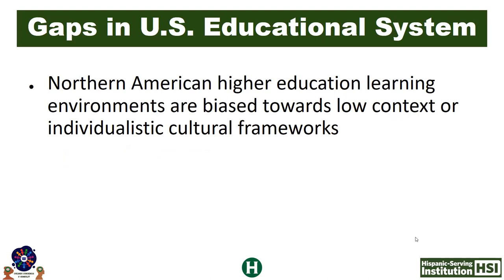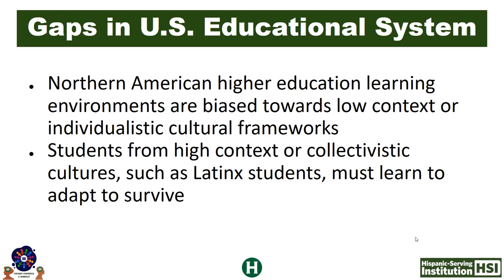Now, one of the things that myself and many faculty before me have realized is that Northern American higher education learning environments tend to be biased towards low context, individualistic cultural frameworks. And I'll explain what I mean by low context in a second. But what this means is that students from high context cultures, such as Latinx students, basically have to learn how to learn, right? We're teaching them in ways that are foreign to them. And so they must learn to adapt, to survive, to succeed in this different environment.